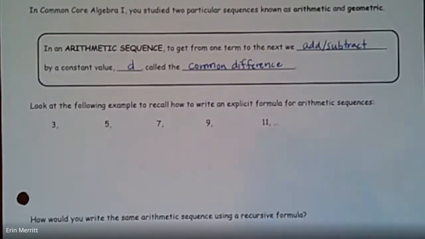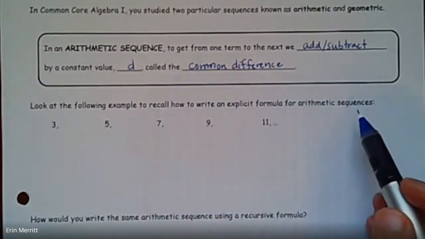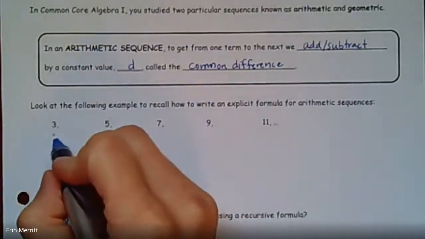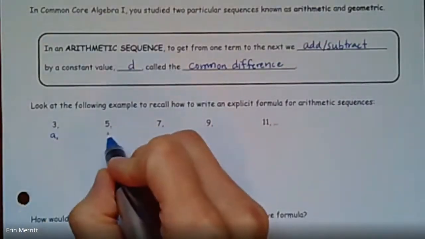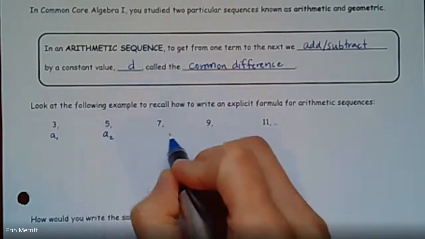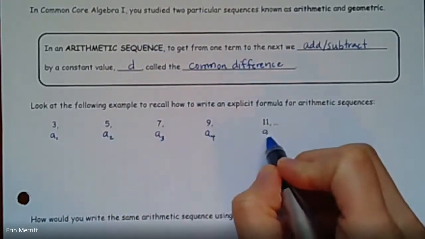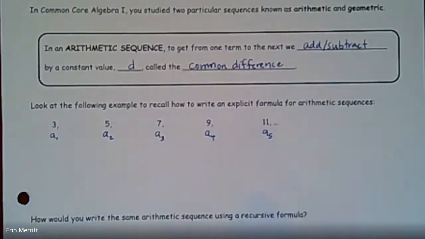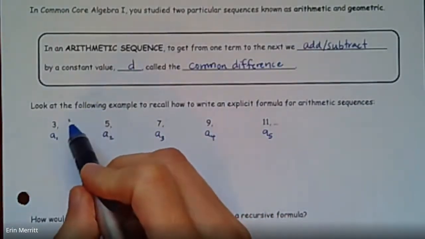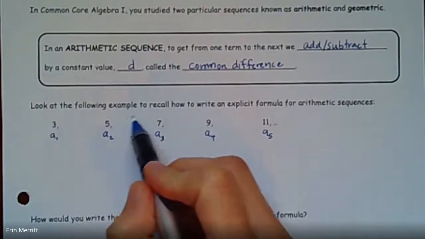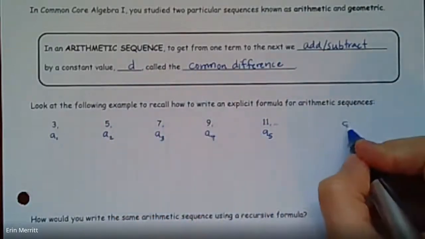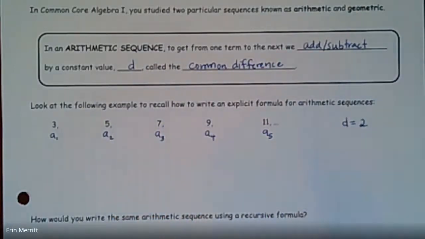All right, so stick with me here. What I want you to think of is 3 is the first term, so a sub 1. 5 is the second term, a sub 2. A sub 3, a sub 4, a sub 5, and so on. Since we are adding plus 2, plus 2, plus 2, that makes d 2.